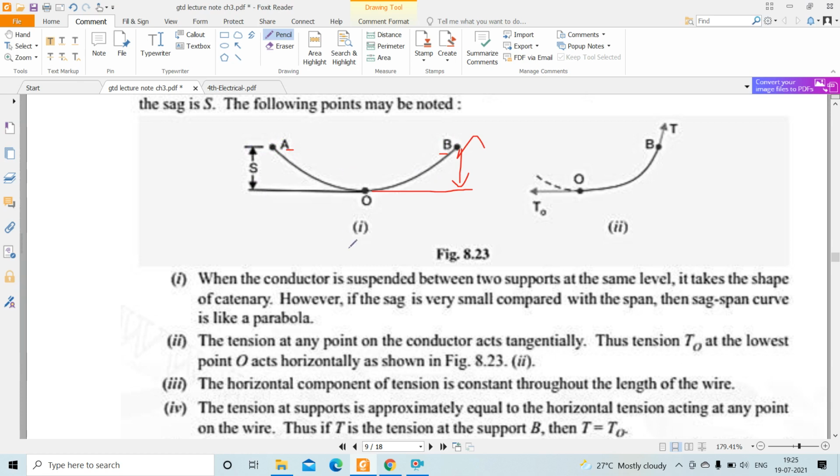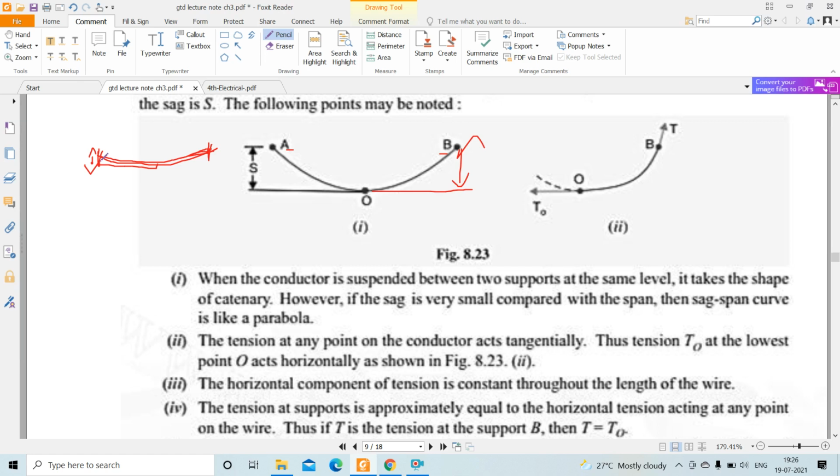If the sag is very small as compared with the span, it is like this. This is one point and this is another point. Here the length is from this to this, and here this difference is the sag, and it is very small. So if the sag is very small compared with the span, then the sag span curve is like a parabola. So it is like the shape of a catenary or parabola.